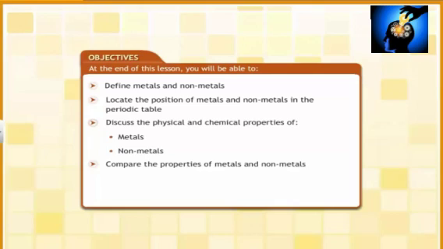In this lesson, you will learn about the properties of metals and non-metals. You will also learn how they form compounds and how they can be separated. At the end of this lesson, you will be able to define metals and non-metals, locate the position of metals and non-metals in the periodic table, discuss the physical and chemical properties of metals and non-metals, and compare the properties of metals and non-metals.